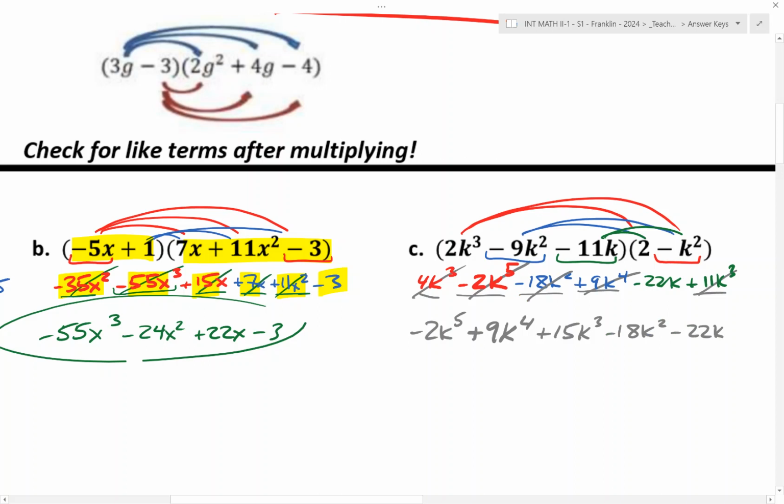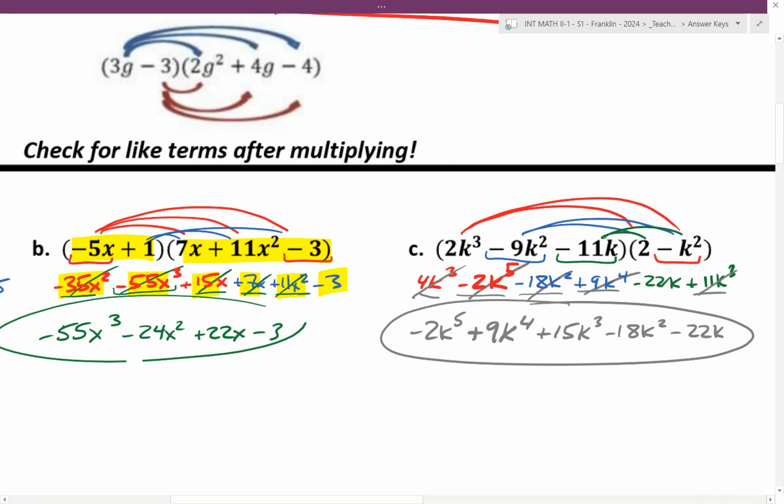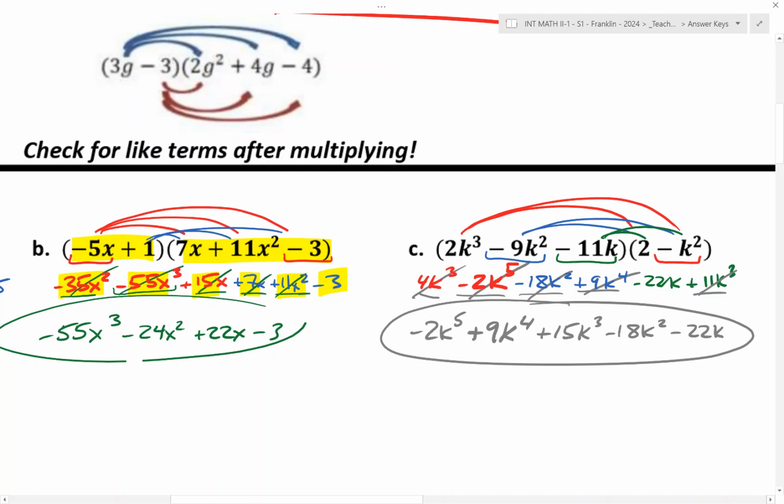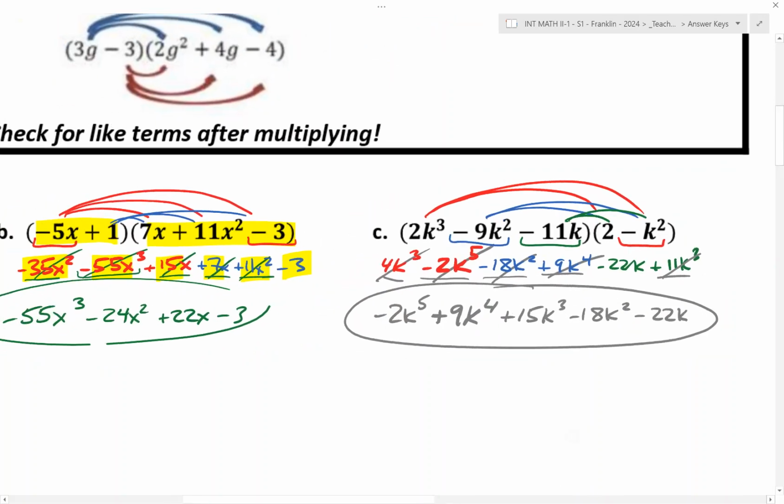So this one we ended up with 5 terms in our final answer because only 2 of them were like terms, the 4k cubed and the 11k cubed. The rest just stayed the way they were. Definitely possible. You never know what's going to happen, but just follow the rules and multiply and then see what happens when you simplify afterwards.